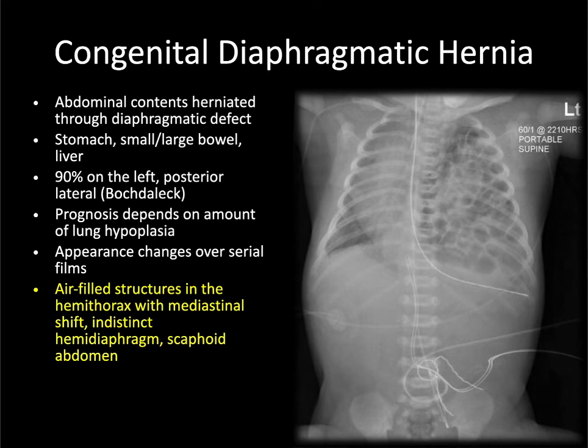And the prognosis depends on the amount of lung that can develop when the chest cavity is filled with something other than lung. And you may see appearance change over time with serial imaging because of the bowel peristalsing. You'll see air-filled structures in the hemithorax with mediastinal shift, and indistinct hemidiaphragm, and scaphoid abdomen, just not filled with bowel.